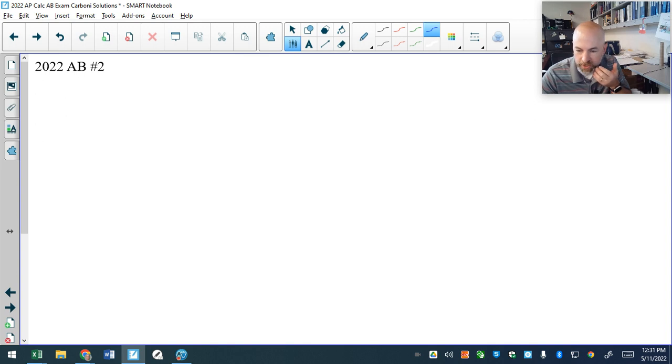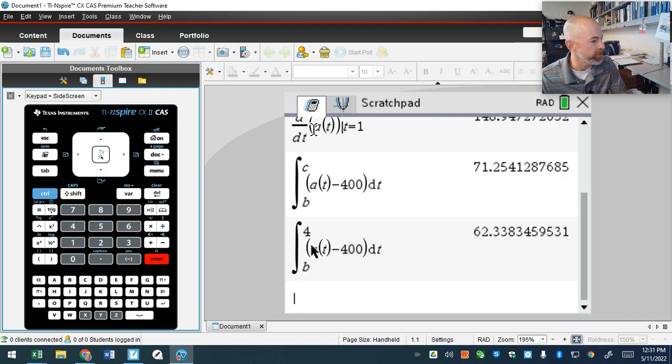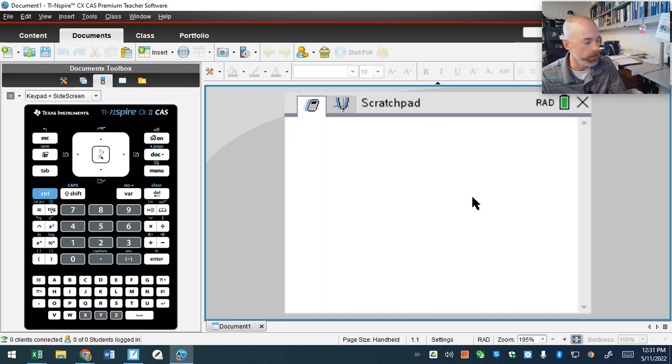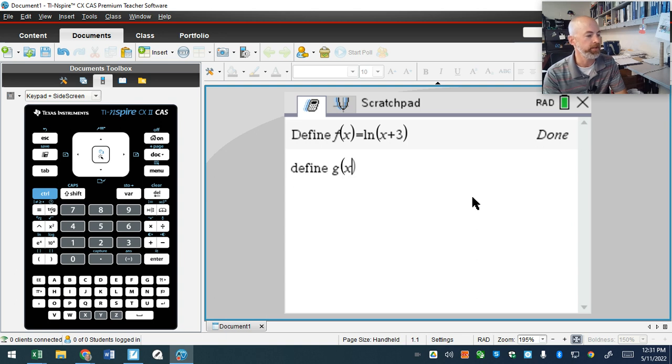Looks like a good old-fashioned area volume question. So okay, I'm going to go to my calculator. This is a calculator active question. I'm going to clear out all of my work from question number 1, and I'm going to go ahead and define my two functions. F of x is the natural log of x plus 3. And I'll define g of x to be x to the 4th plus 2x cubed. Two fairly clean functions for a calculator problem.